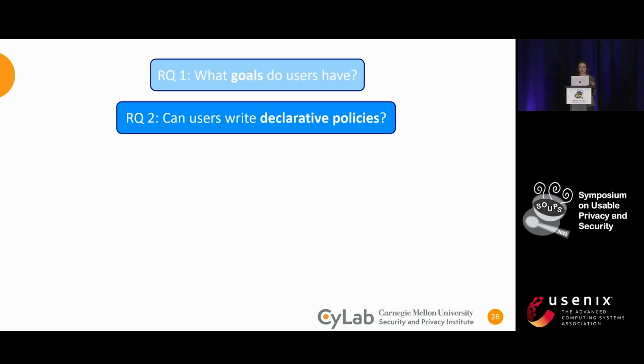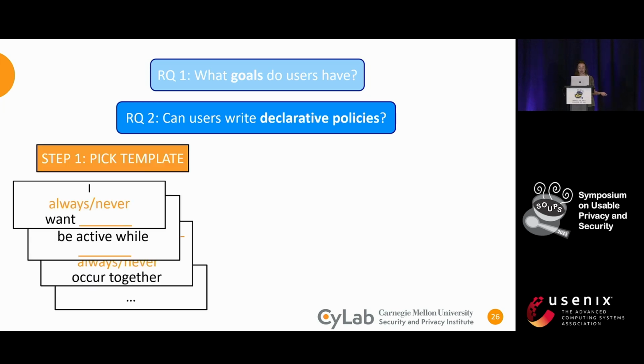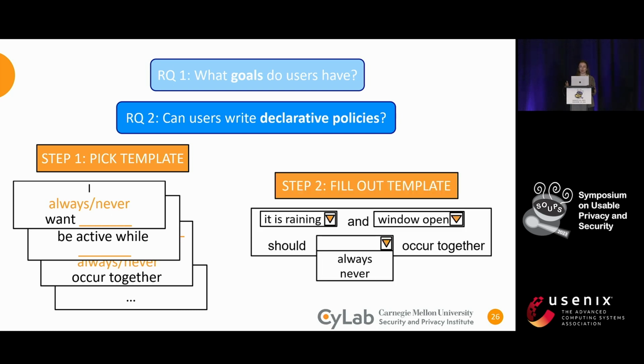We wanted to know whether users understand how to use templates to write declarative policies. And we split this question into 2 tasks. In the first, we gave them a goal, and we asked them to pick an appropriate template format that matched the goal. In the second, we gave them both a goal and a template to fill out to match the goal. And this is similar to how they would write their own policy. First, they pick a template, then they fill it out.